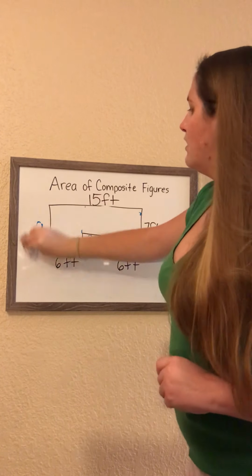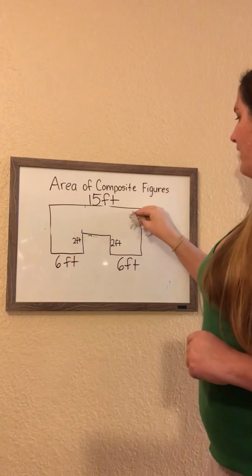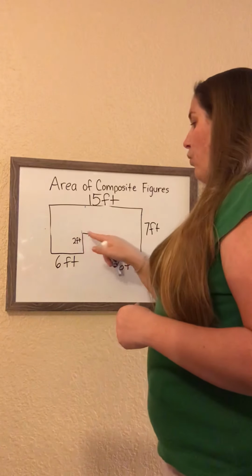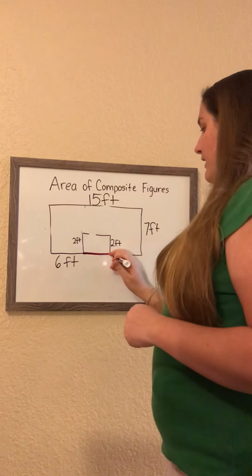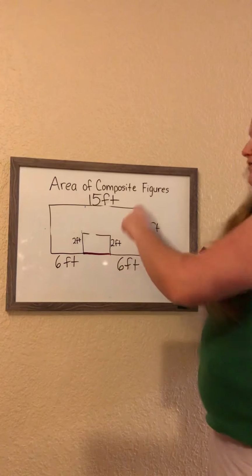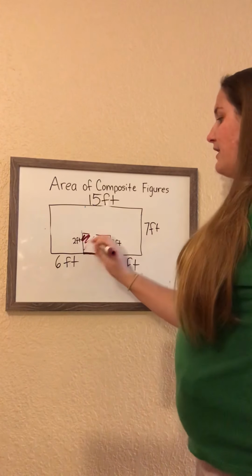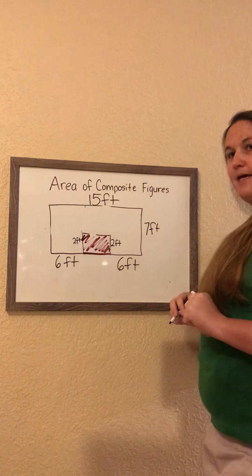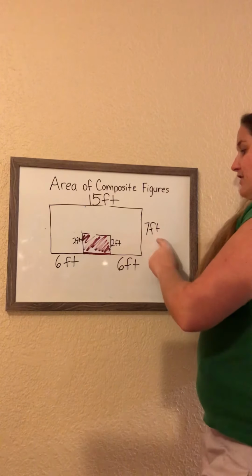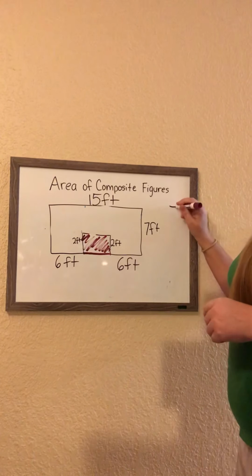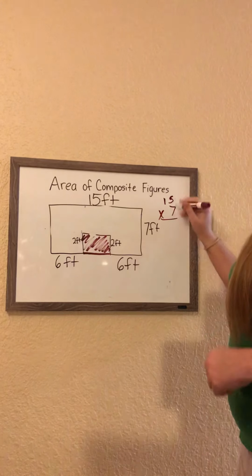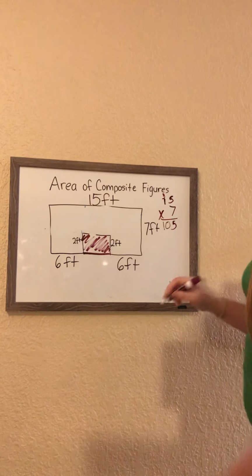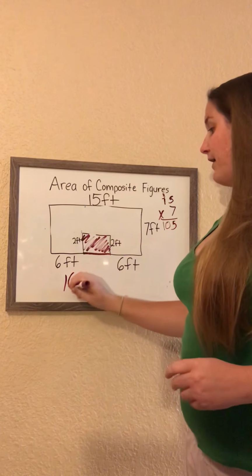Okay, so another strategy that some people like to use is to imagine this whole thing as being one gigantic rectangle that closes here. If this is all one giant rectangle, what I'm going to do is subtract this smaller rectangle at the end. So I would say to myself, 15 times 7 is what? 35, carry the 3, 10. So your total area should be 105, right?